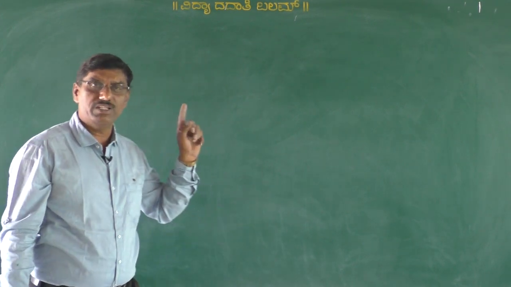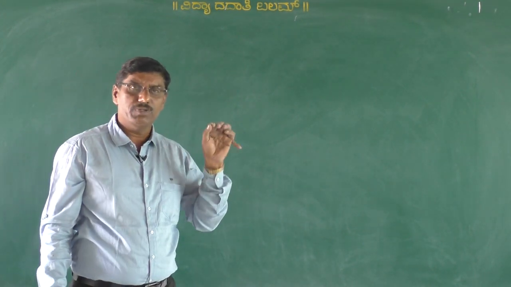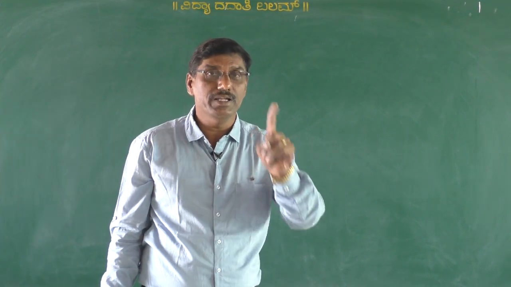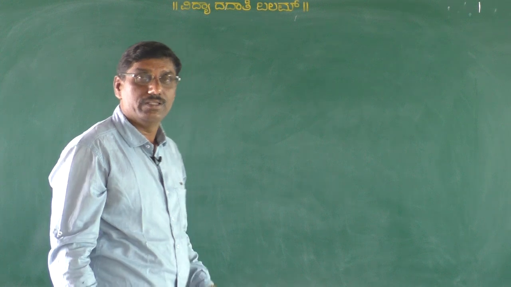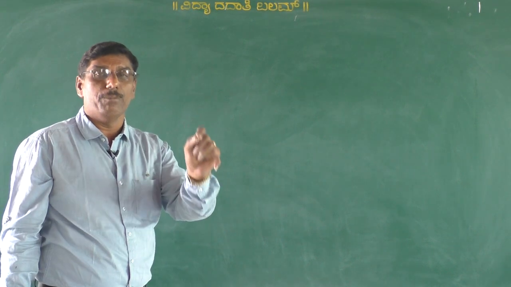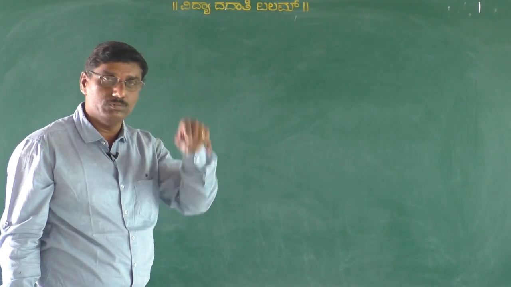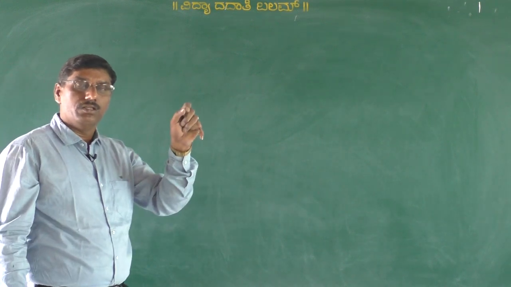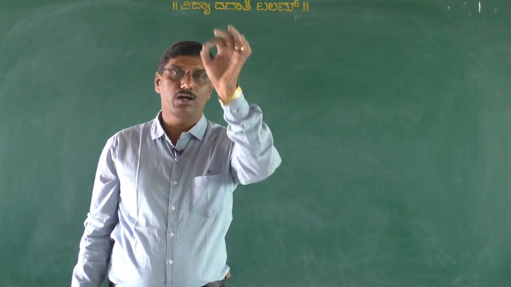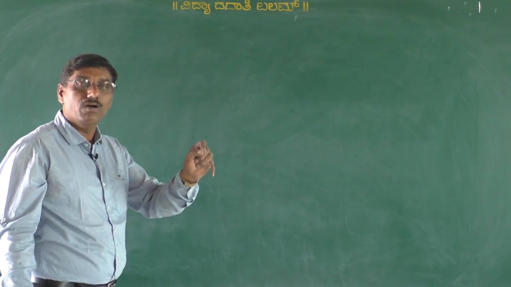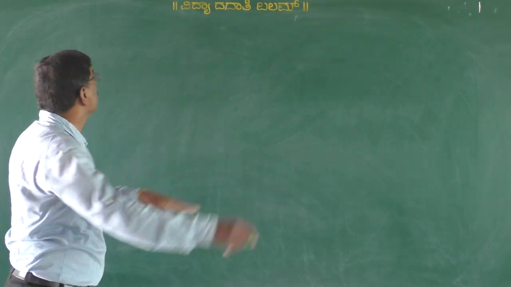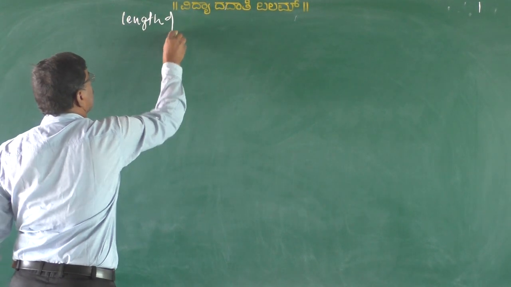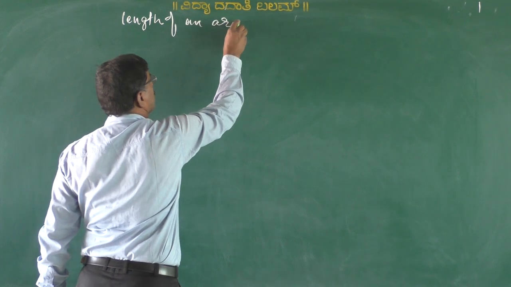In the last class, we discussed one of the important concepts, that is the relationship between degrees and radians, isn't it? That is 180 degrees is equal to pi radians, and also I proved. Today, we continue with the length of an arc of a circle.